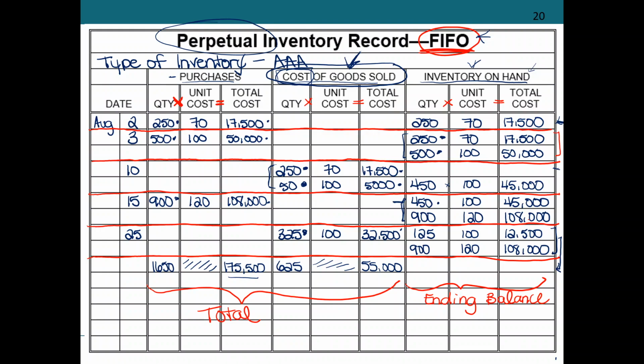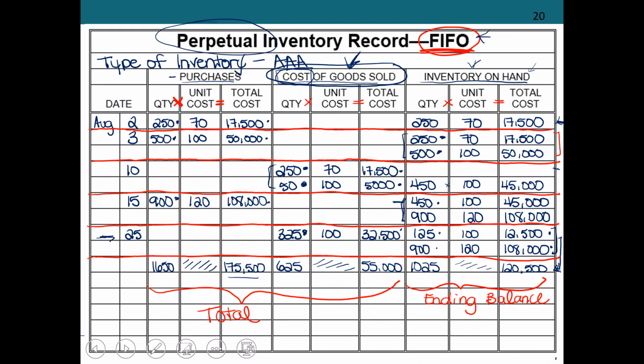So as of the 25th, after this last sale, we had 125 plus 900, so we have a total quantity of 1025. They have different prices, so we don't fill anything in here. But if we want to know our total inventory value, add the 12,500 plus 108,000, and this gets us to 120,500. So that's what you would hopefully see in the trial balance at the end of the month: 120,500.